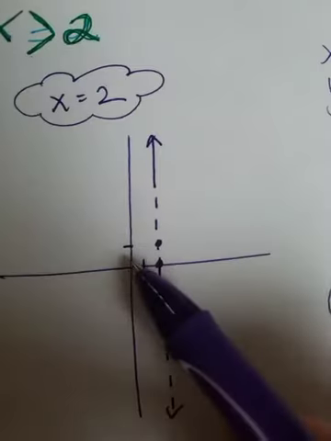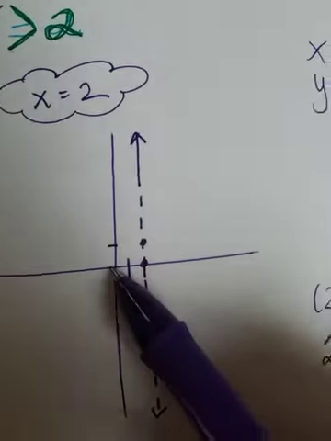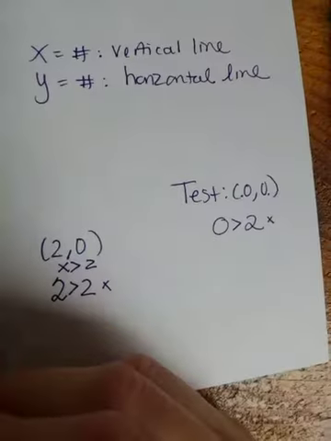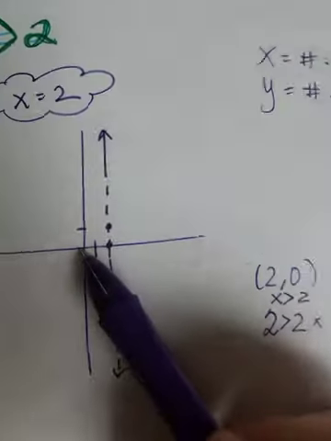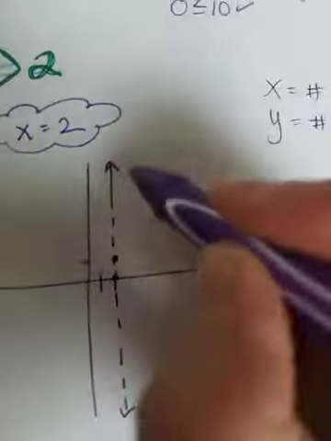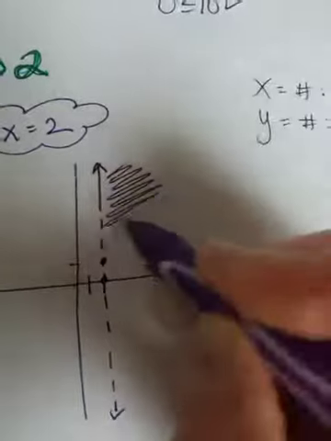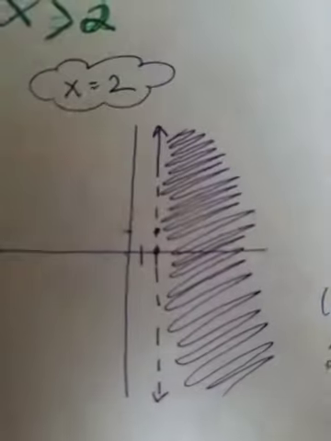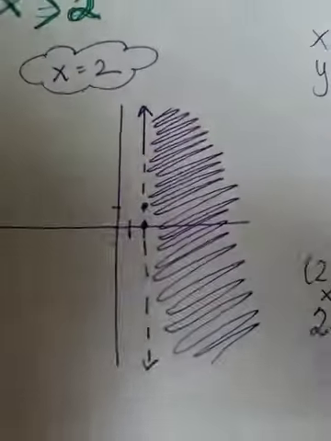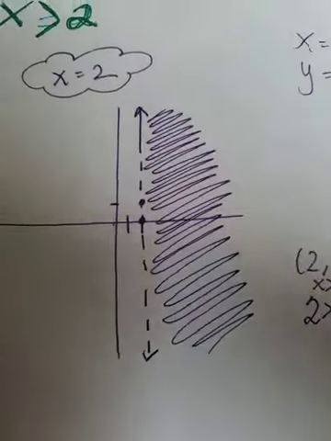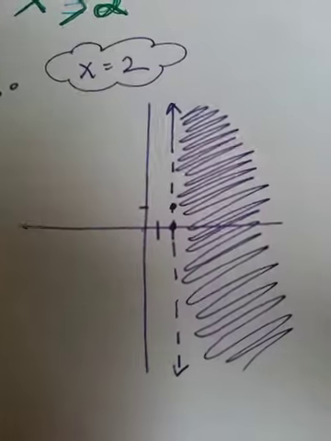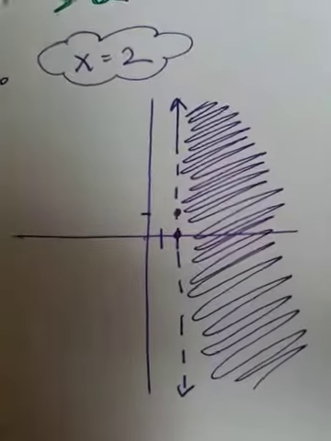0, 0 is to the left of the line. When I tested it, it was false. So that means I shade to the opposite side. So that means everything to the right, every single point to the right of this line is a solution. Also remember, there are infinitely many answers to these types of problems, and that shaded area goes on forever.